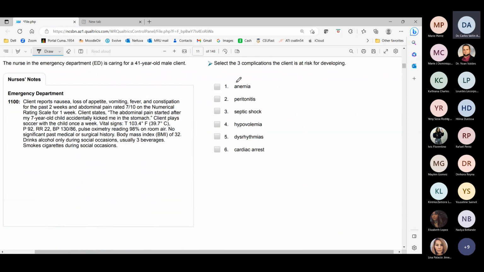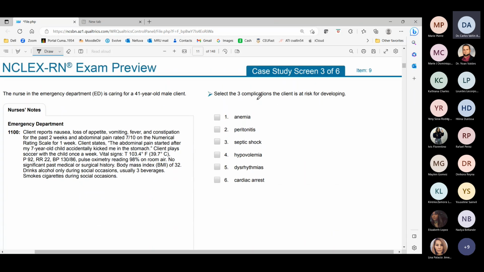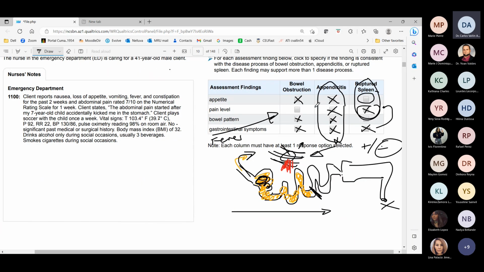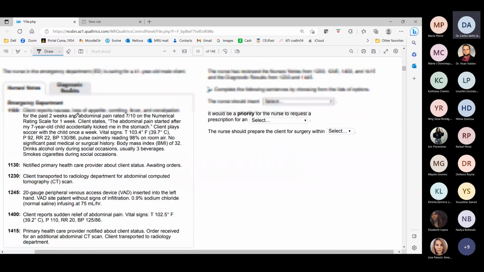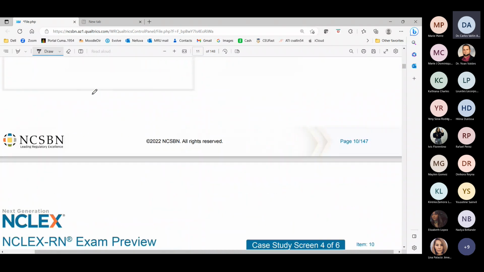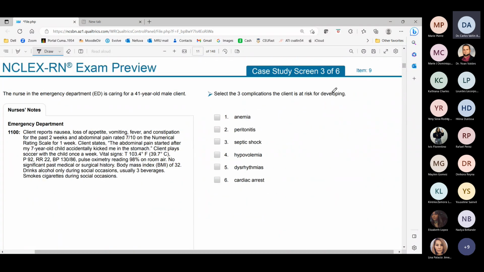So the next question about the same scenario, nothing has changed, is: select the three complications the client is at risk of developing, considering the most probable diagnosis. If you go and check the diagnostic results, you can see that what you suspect is the most probable diagnosis is appendicitis. Anemia, no. Peritonitis, yes. Septic shock, yes, peritonitis can evolve to septic shock, but they are asking for three complications. Dysrhythmias are not typical in appendicitis. Cardiac arrest is not typical in appendicitis.